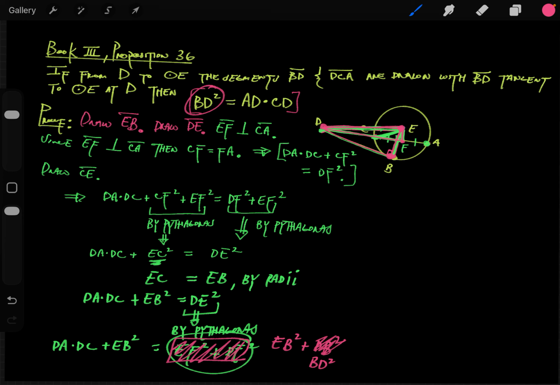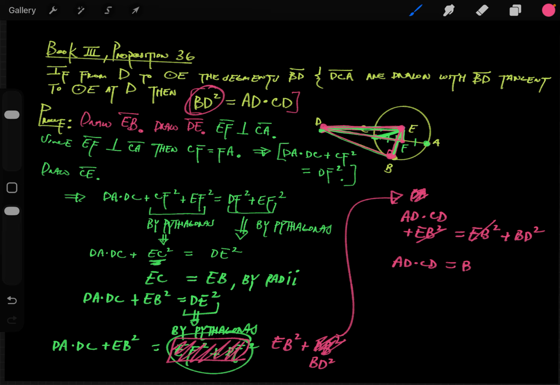So now that's what I put in here and I get my result, because now I have DA, which is the same thing as AD times CD, plus EB squared is equal to EB squared plus BD squared. And then I could subtract out EB squared on both sides and I get the result that I needed. And it's just nice to go through this over and over, because this picture I should have drawn a little bit bigger. I apologize.